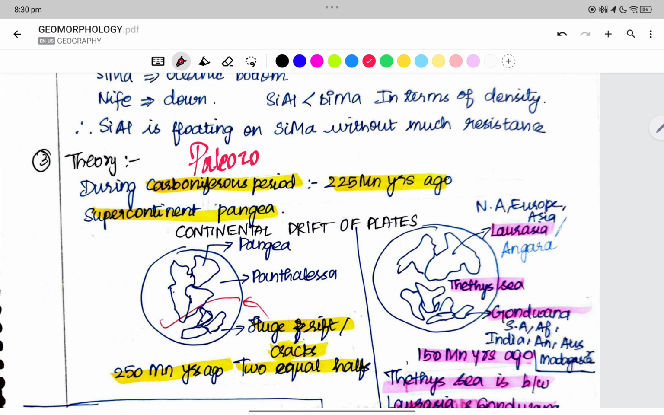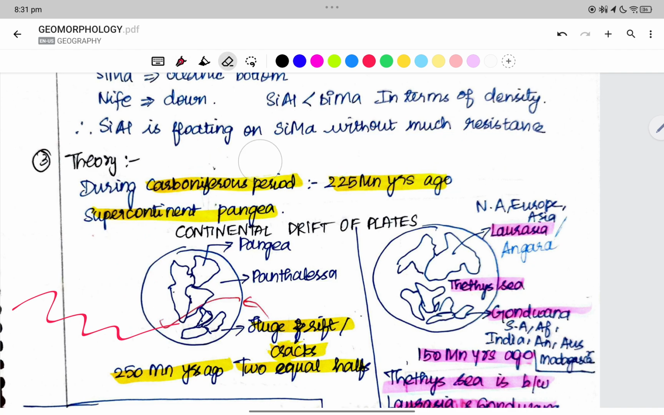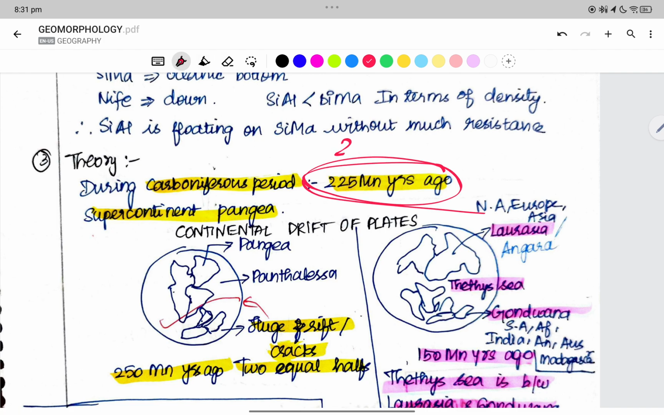The Paleozoic era had the Cambrian, Ordovician, Silurian, Devonian, Carboniferous, and the Permian, right? In the Carboniferous is where we have the cracks in the upper layer of the earth. So this theory begins with the Carboniferous period, which is 225 million years ago.